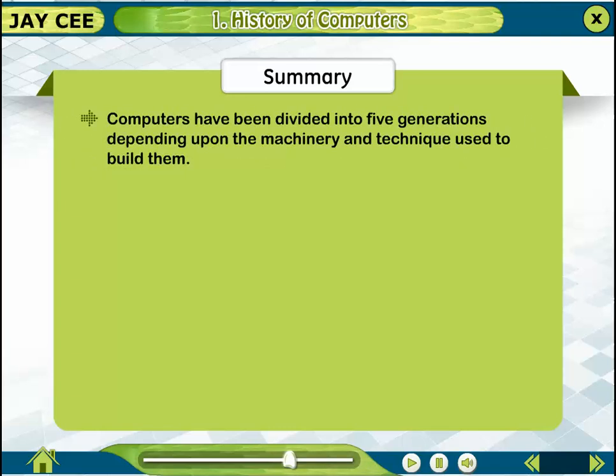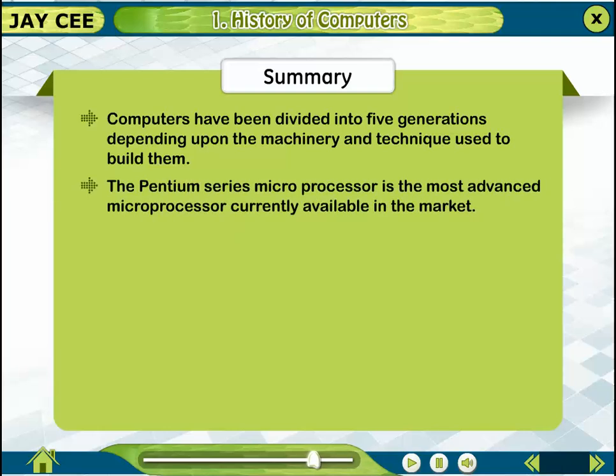Computers have been divided into 5 generations depending upon the machinery and technique used to build them. The Pentium series microprocessor is the most advanced microprocessor currently available in the market. We are presently in the 5th generation of computers.